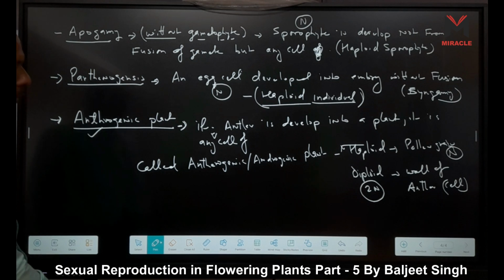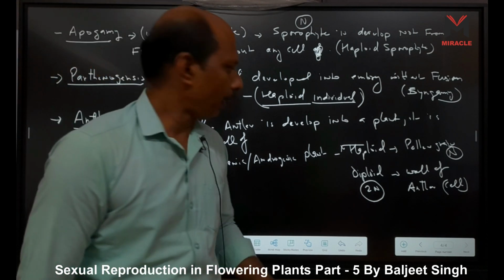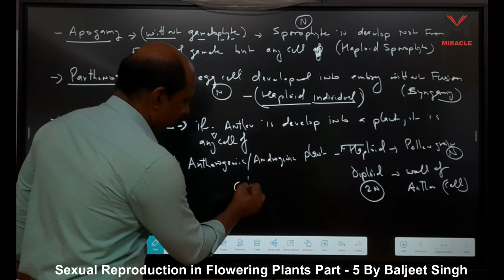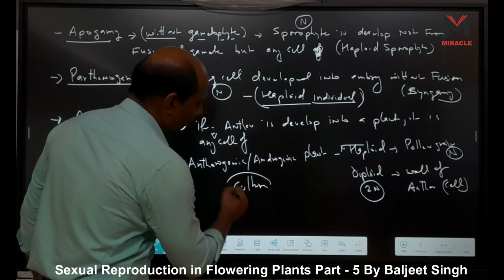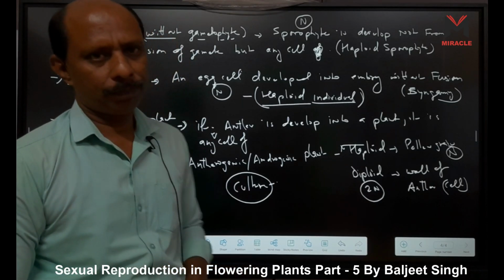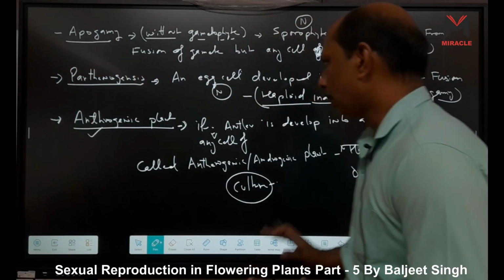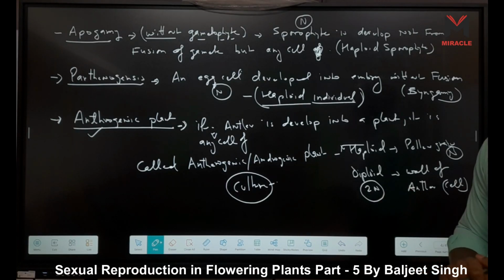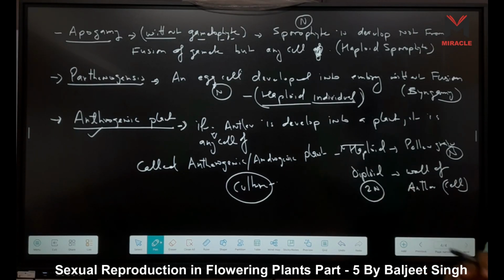They are also clones. But here it requires culture medium. Without culture medium it is not possible. So these are some terms used in the development of apomixis.